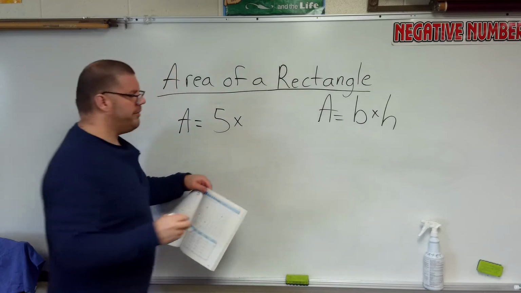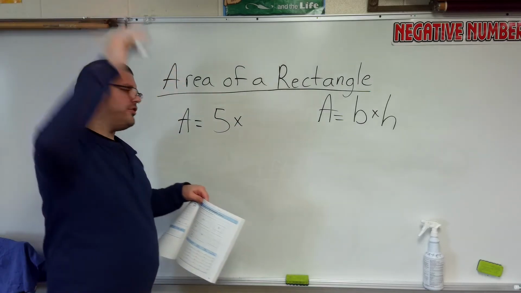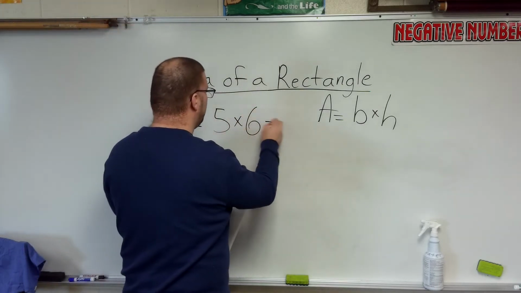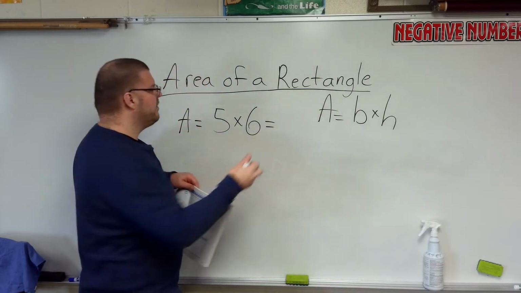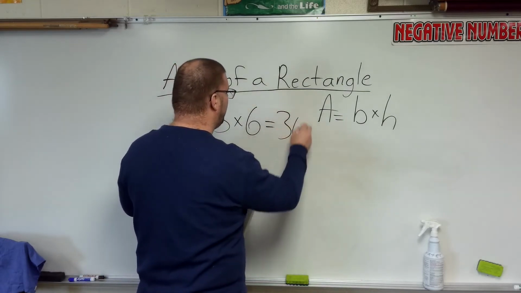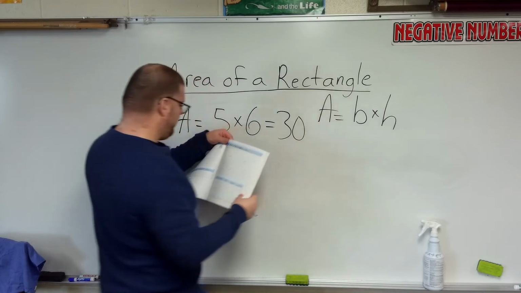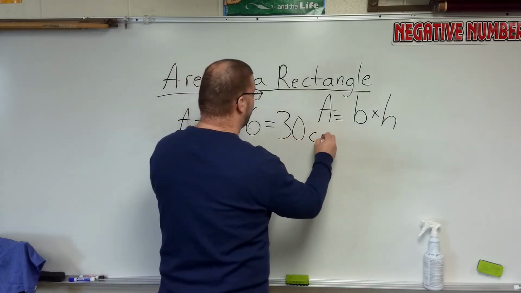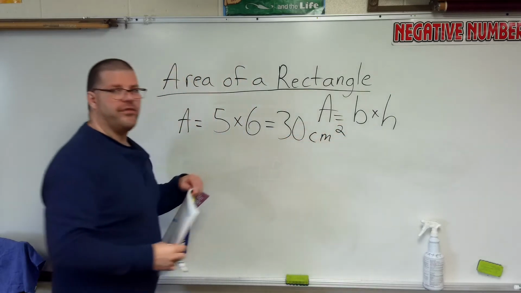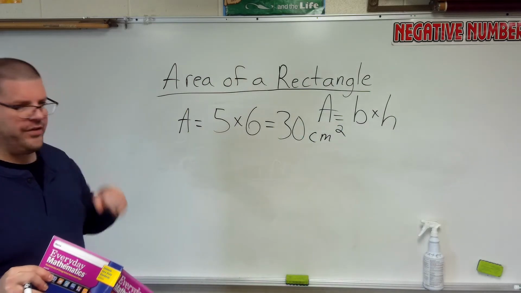And how many high does it go up? You should have counted 6. 5 times 6, 30. There we go. Oh, it says centimeters squared. My apologies. Centimeters squared. Excuse me.